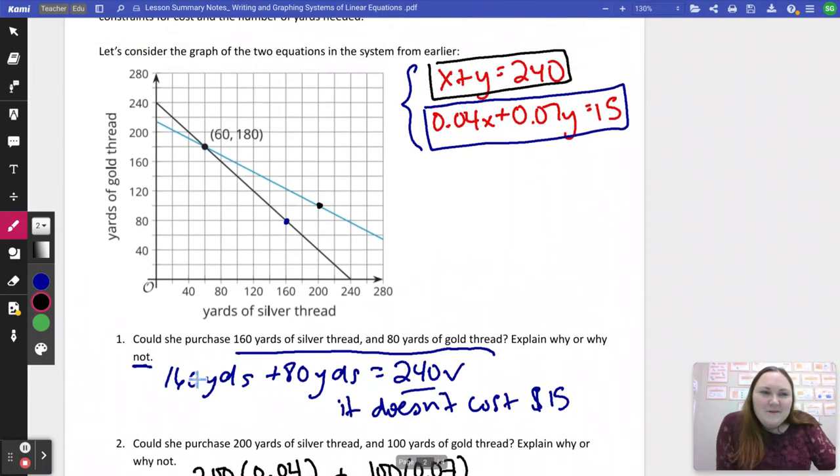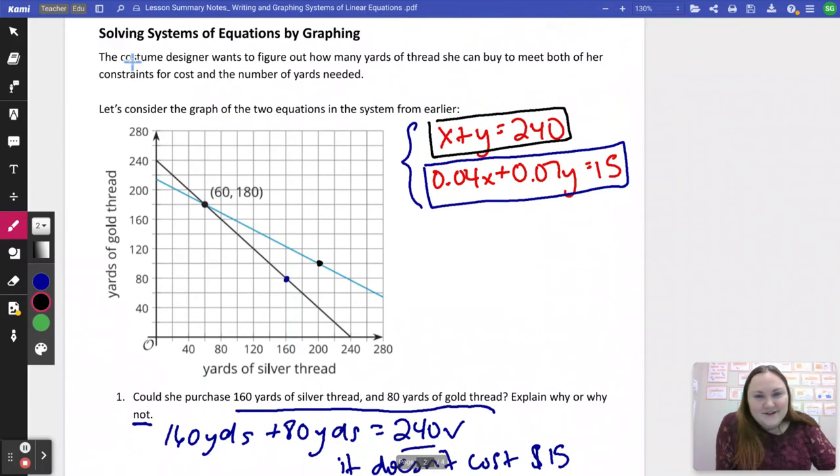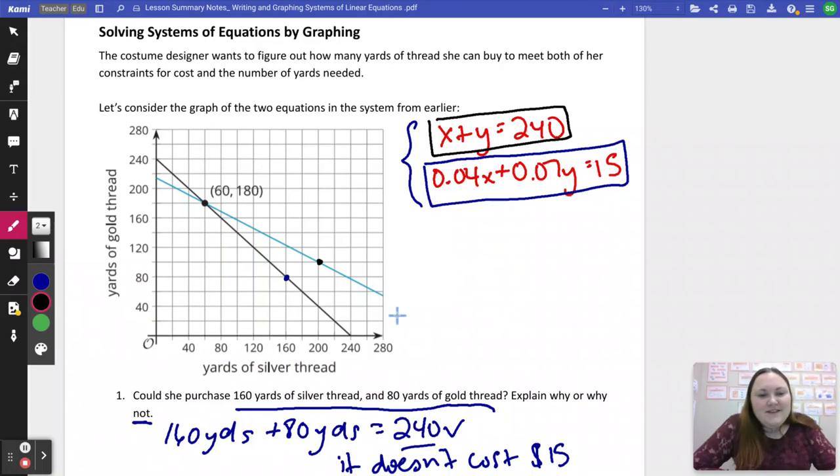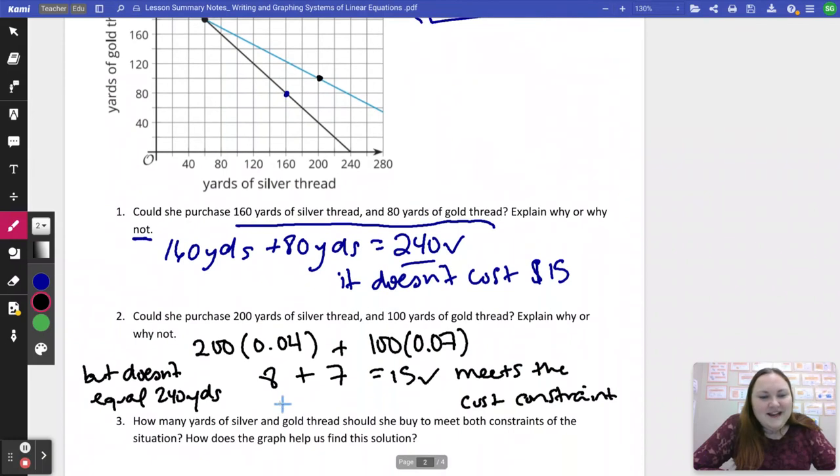So if we're thinking about this costume designer and what she can purchase, we saw these were just examples. One of them met the $15 constraint, but not the 240 yards of thread constraint. And the other one was the opposite. It was 240 yards of thread, but it wasn't $15. So when we think about this question, how many yards of silver and gold thread should she buy so that she's meeting both of those constraints?